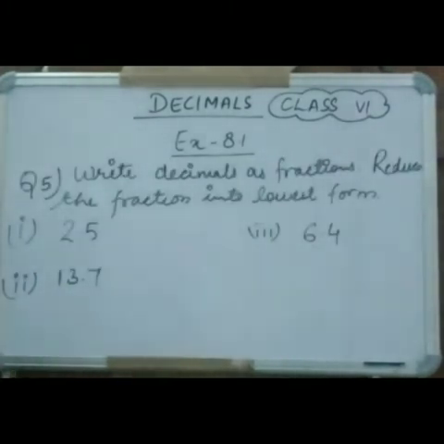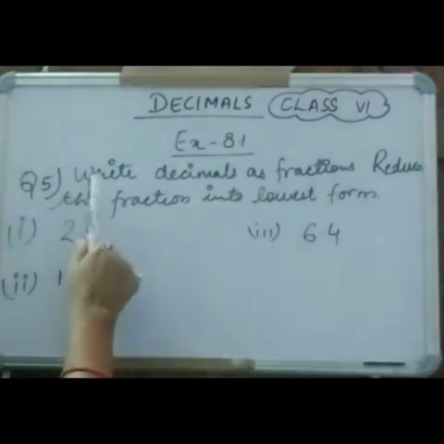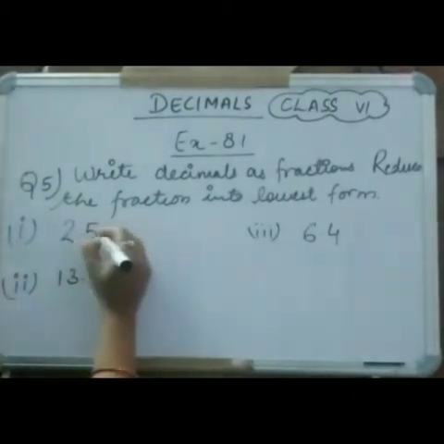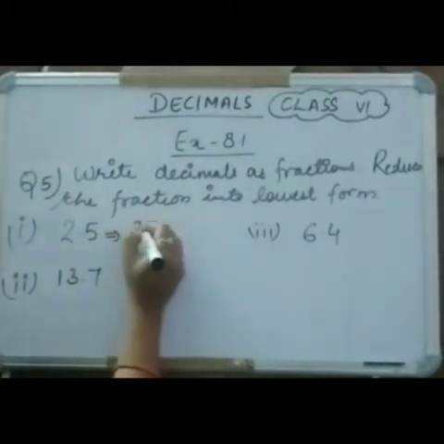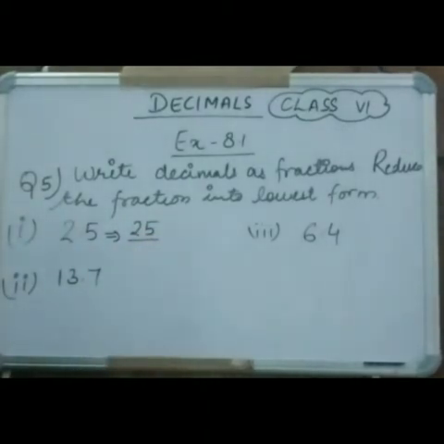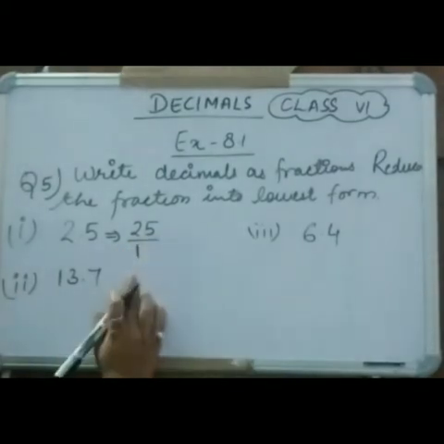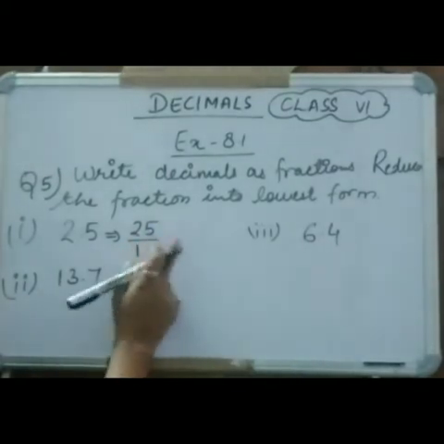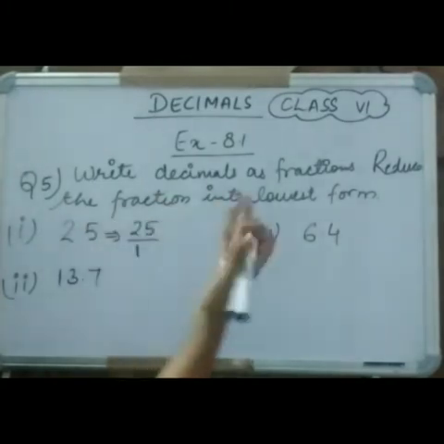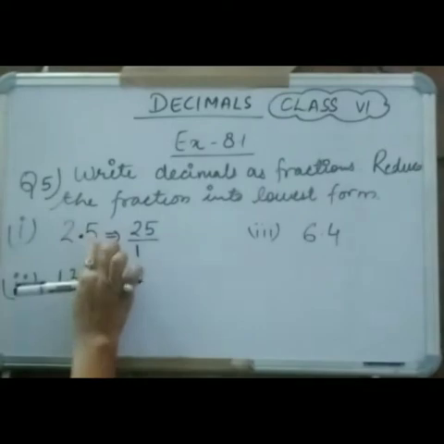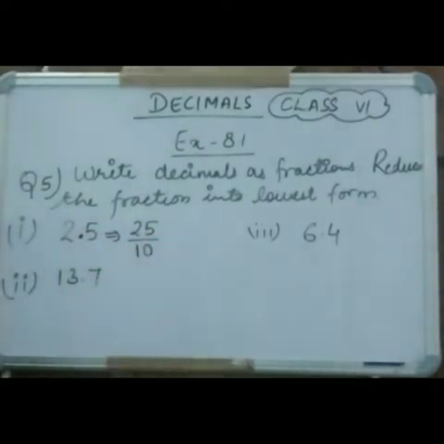Now see the next one, question number 5. Question number 5 is: write decimals as fractions and reduce the fraction to lowest form. So first of all 2.5 is here. First we will convert it into a fraction. Remove the decimal, first we will put 1, and after the point, how many numbers are there on the right side? One number is there, only 5. So we will put one 0. So it is 25 upon 10.